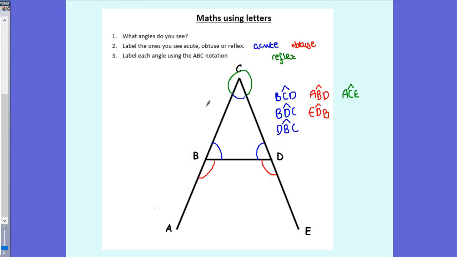And here are the answers for you. Any blue ones are acute ones, so I've got BCD, BDC, DBC, ABD, EDB are obtuse angles, and the reflex angle is ACE, that big green one at the top.